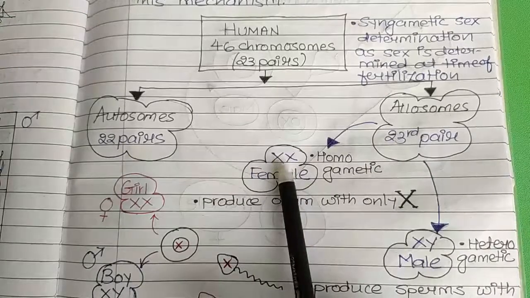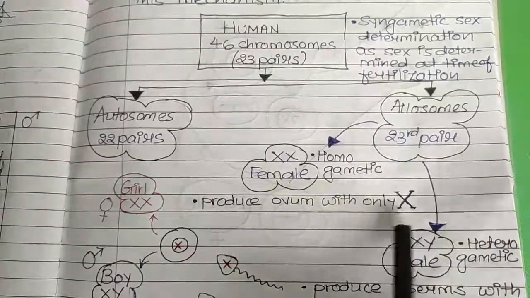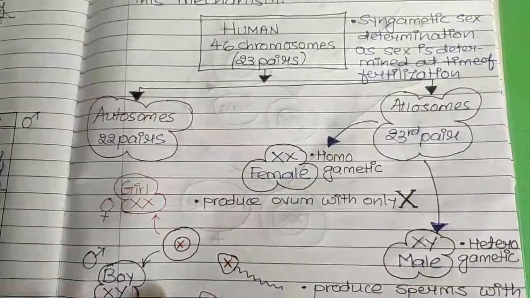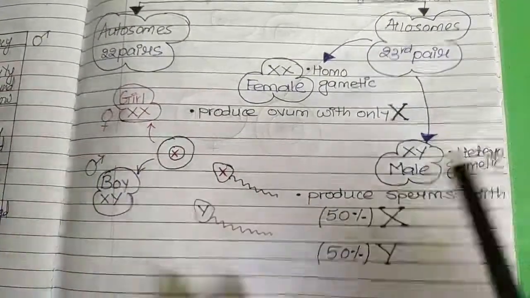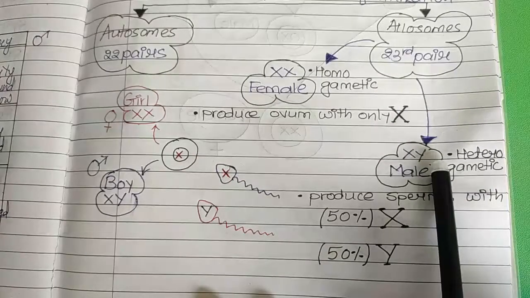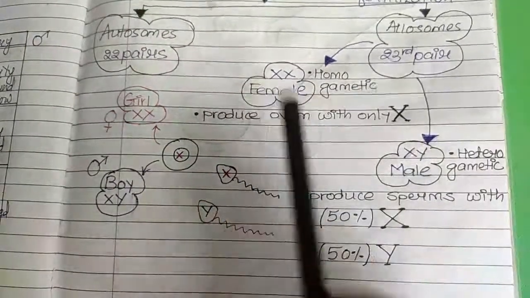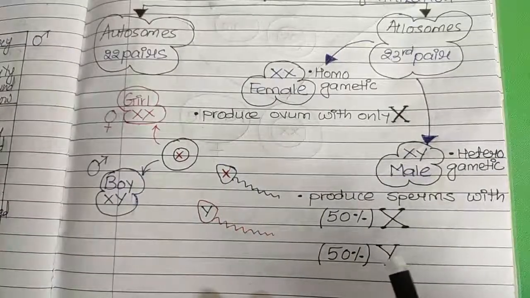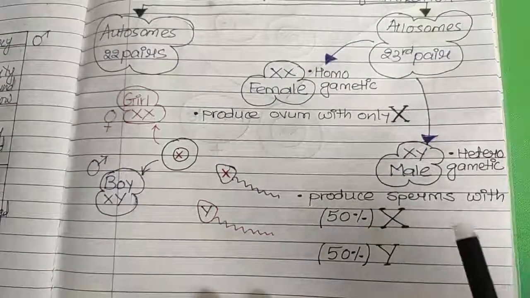And when they produce their gametes, they produce the ovum only with the X chromosome. Whereas the male is heterogametic. Heterogametic means that there are two different chromosomes present in the male to determine the sex. One is similar to that of the female, and the other one is actually shorter in size but dominating, and that determines the maleness.